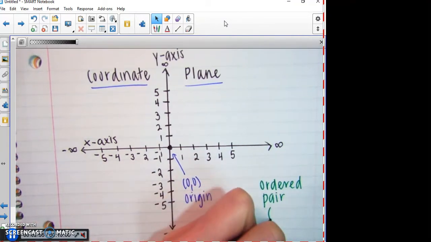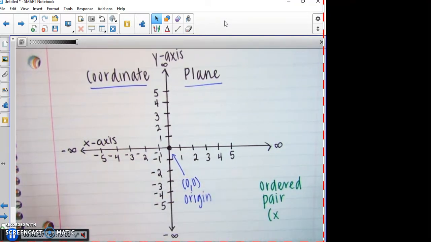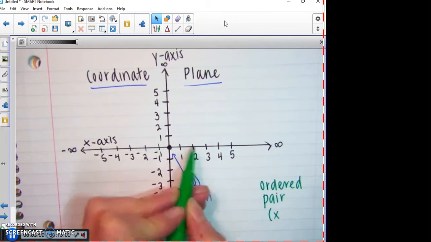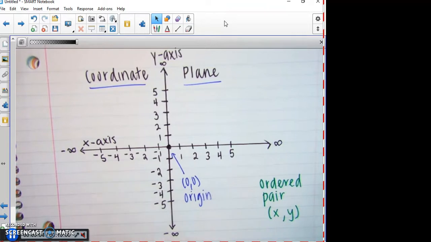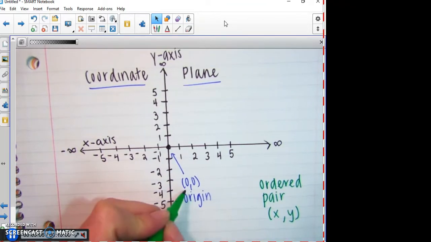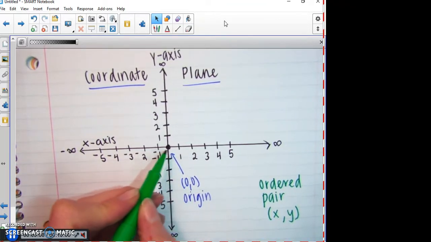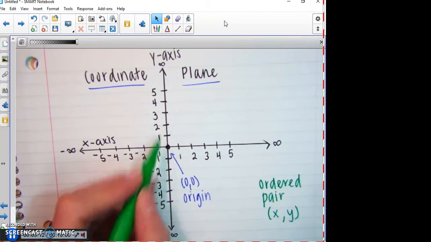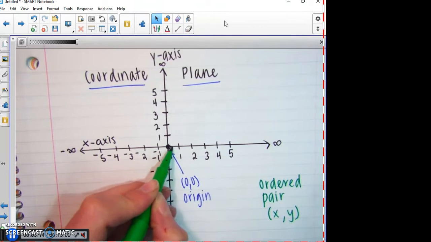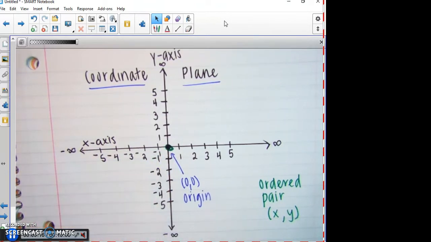So an ordered pair always starts with the x value. So moving horizontally on the x-axis, is it positive, is it negative? And then the second value is the y value. So an ordered pair of 0, 0 tells us that we move 0 directions in the left, right x-axis, and we move 0 directions up or down on the y-axis. So we just stay right in the middle, and that's the origin right there. One of the most important points. All right, so let's see what else we have.